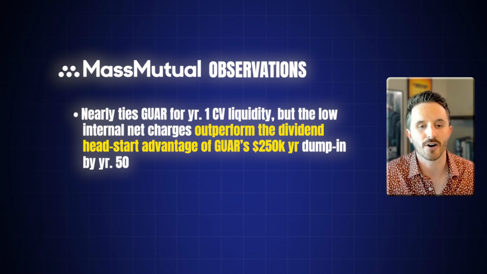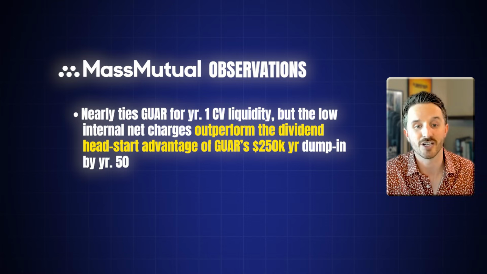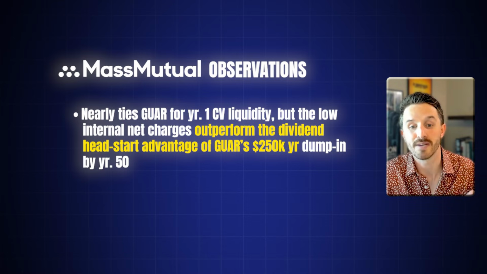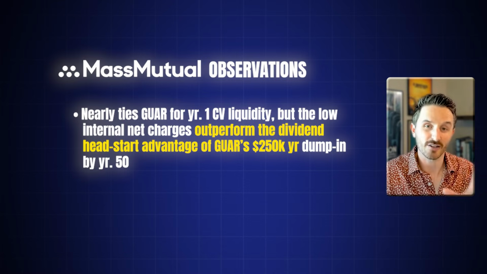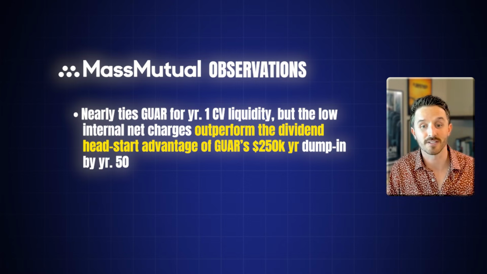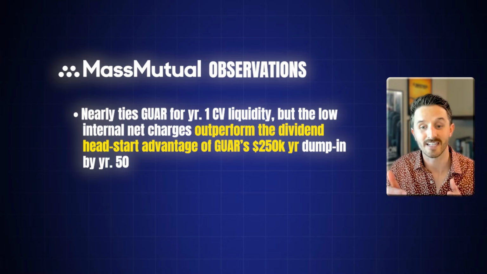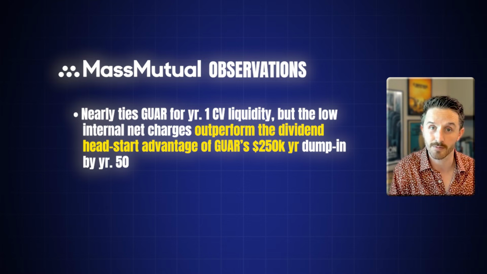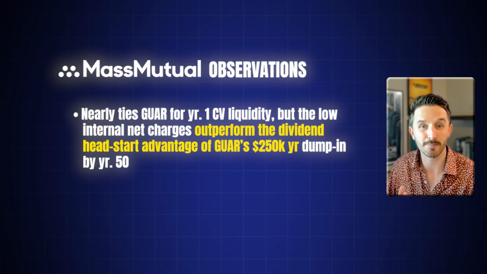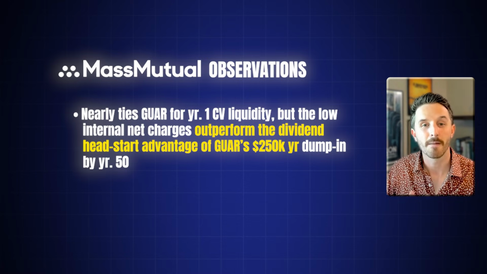It nearly ties Guardian for year 1 cash value liquidity, but the low internal net charges outperform the dividend head start advantage of Guardian's $250,000 year 1 dump in by year 50. So it still has really nice low internal net charges, but it must have higher net internal charges than Penn, even with an identical amount of annual premium, because even with the higher declared dividend rate, because this year was 6.6% at Mass and is only 6% at Penn, the cash value of Penn has an additional $350,000 by year 50. So the internal charges must be higher.